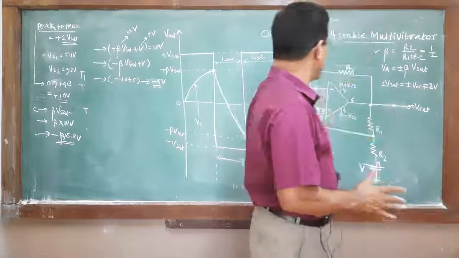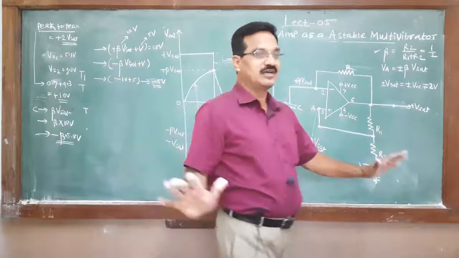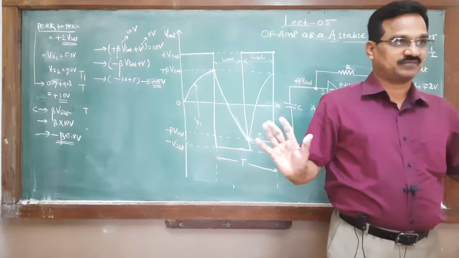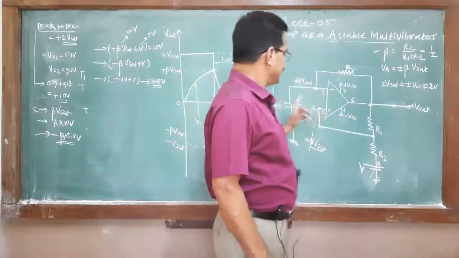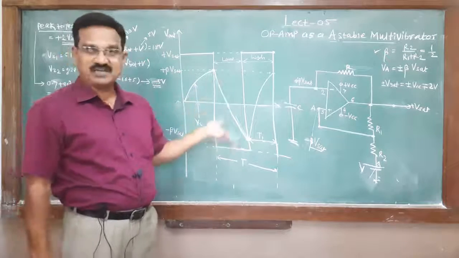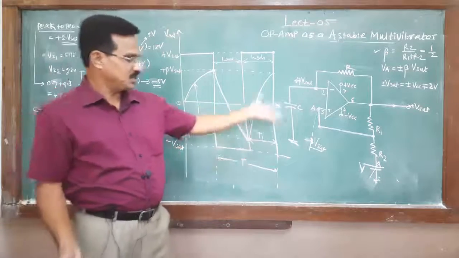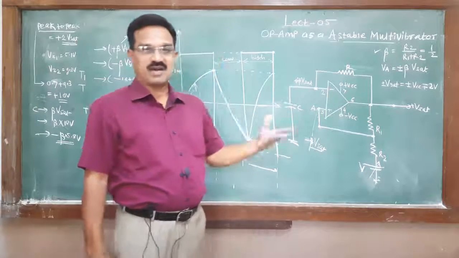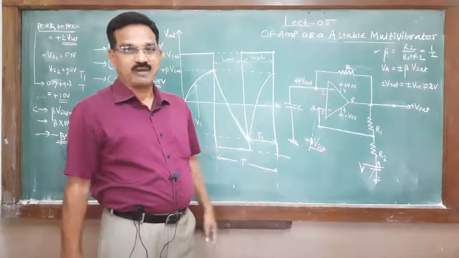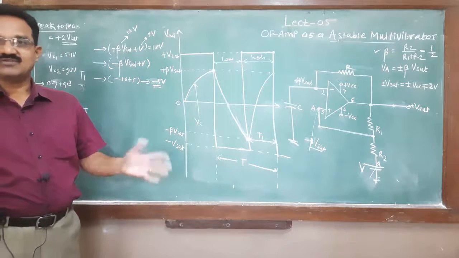The frequency of this astable multivibrator depends upon the external components. It does not depend upon the positive saturation or negative saturation. And how will you change the frequency? Frequency can be changed by external components. And how will you change the amplitude? Amplitude can be changed by using different techniques, means by using the power supply, or by applying Zener diodes back to back. And how will you obtain a symmetrical and an asymmetrical square wave? All these points are covered.